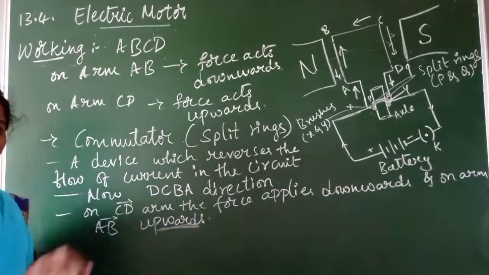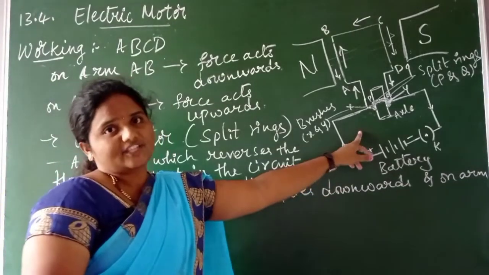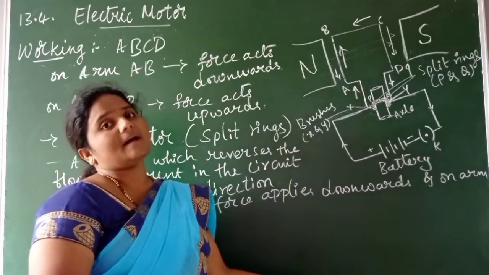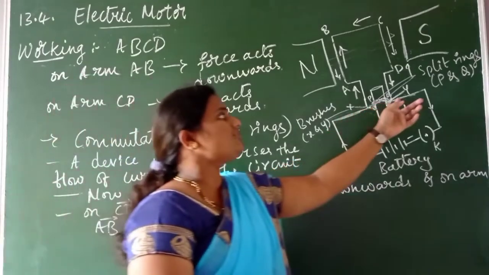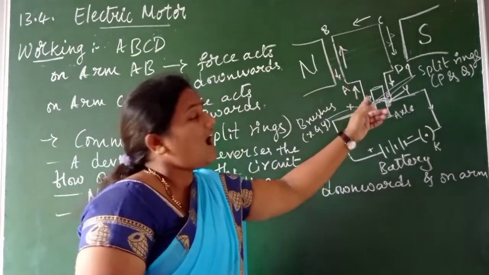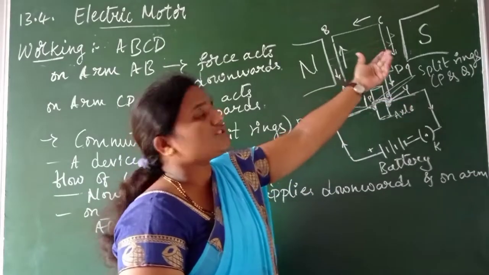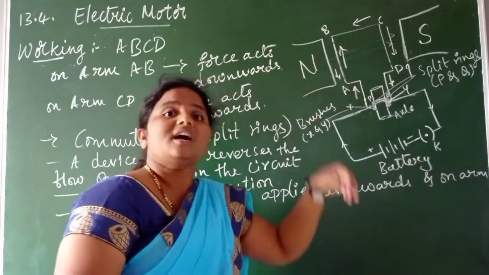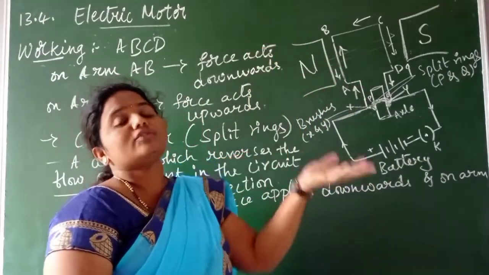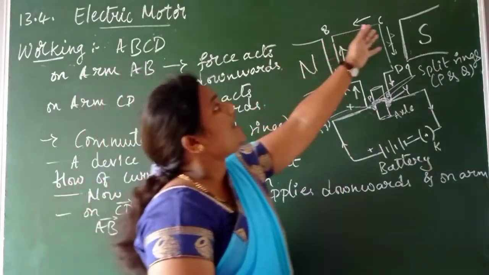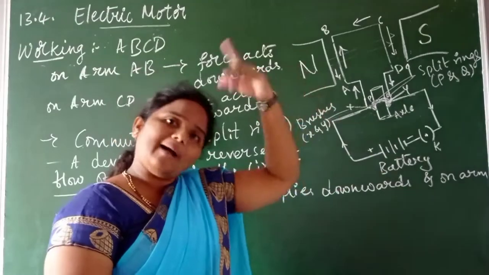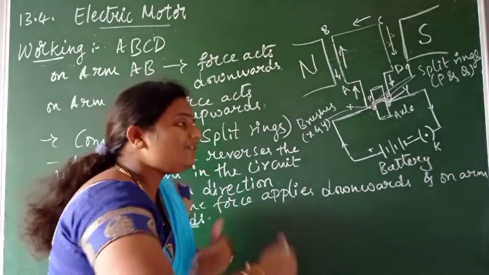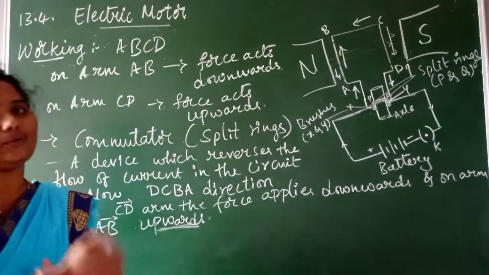Isn't it, children? We already studied that due to the reversal of the direction of current, the force direction also gets reversed. The same thing has happened here, children, because now we have changed the flow of current in the coil, and due to this reversal of current, the force also changed its direction. Initially on AB it moved downwards, now it is pushing the coil upwards. Similarly on CD, initially it was upward direction. Now the force is pushing the coil downwards. It will give us now a complete rotation.